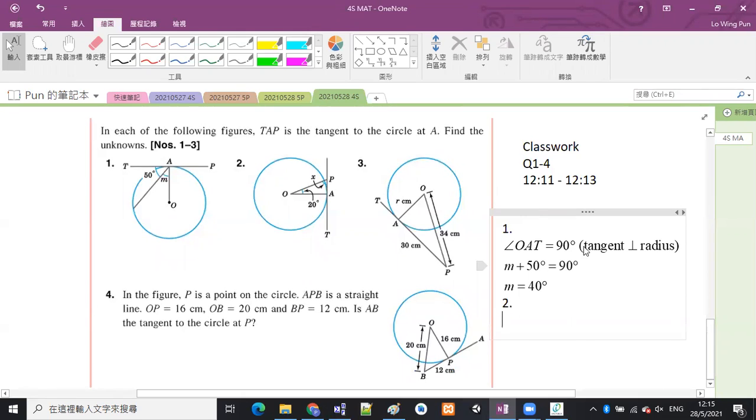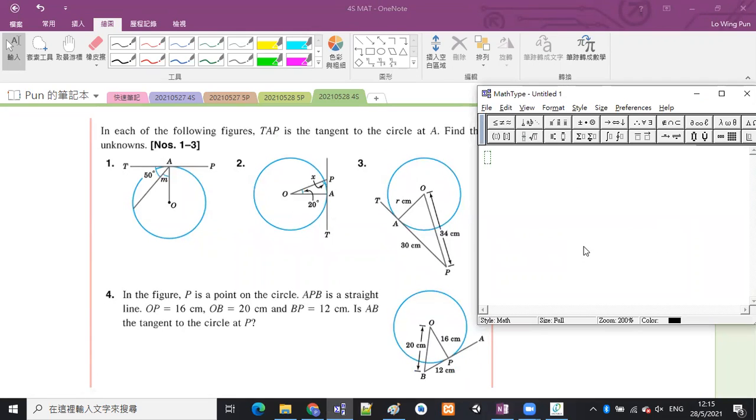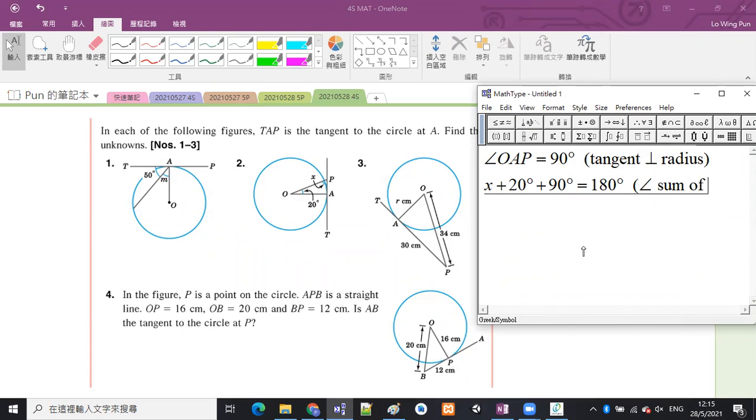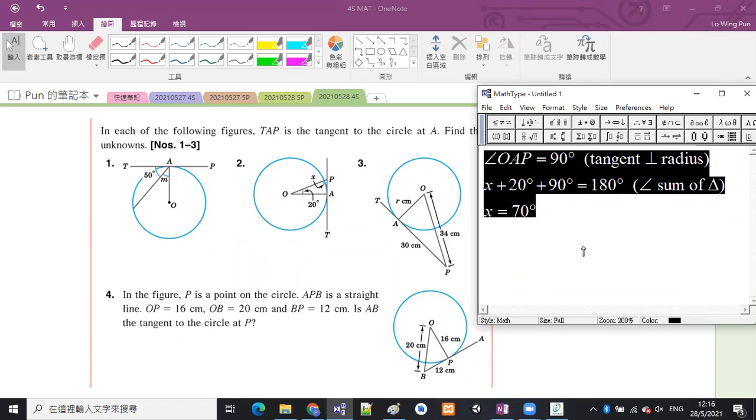And then number 2, angle OAP should be equal to 90 degrees. And this is again tangent perpendicular to radius. So we have angle sum of triangle, x plus 20 degrees plus 90 degrees should be equal to 180 degrees. Okay, so angle sum of triangle. And so x is equal to 70 degrees. And that is the answer.